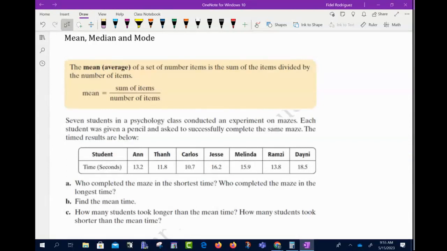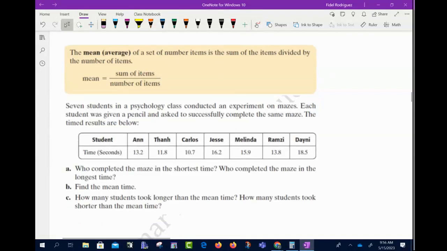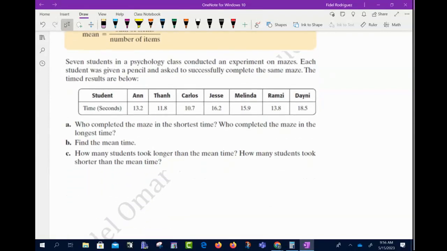The way we find an average, y'all, is we're going to add all the numbers we have, add them all up, and then we're going to divide by the number of numbers that we have, okay? So look, let's take a look at this first problem. Let's see if we can't figure it out.